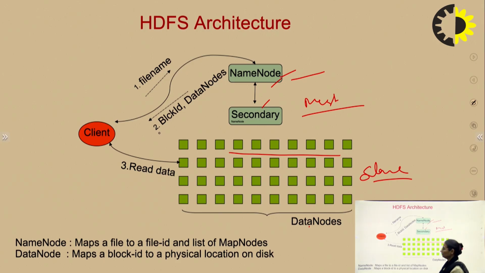So for example, at the client side, we want to perform some action on a file, or we want to read a file. In that case, we will send the file name. The name node will receive it and search its own database. From there, it will get which block IDs it needs to work on and what the data nodes are. It will send this to the client. Now the client will come to know where exactly the data is residing, and from there the read and write operation starts between the client and the data nodes.